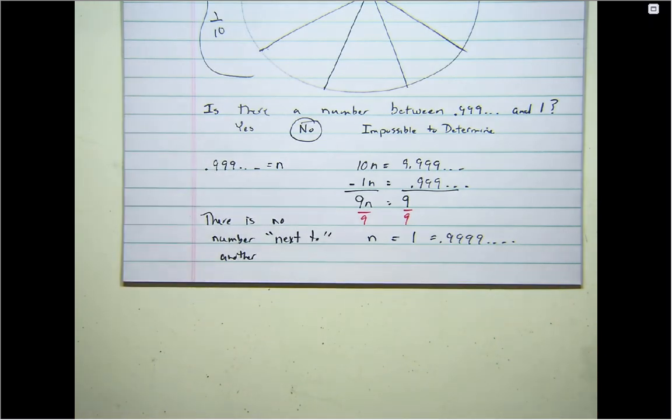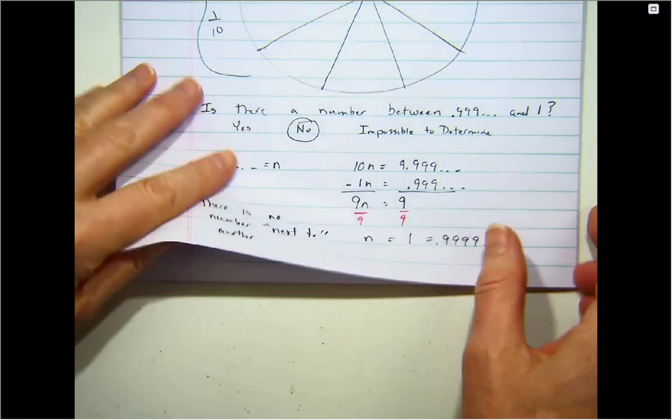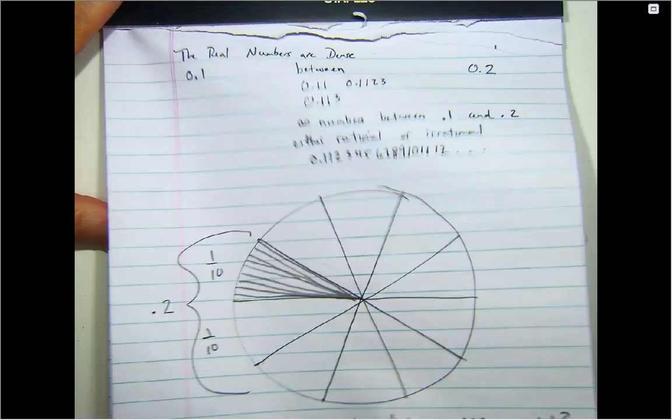So those are some of the interesting aspects of the way that we work our decimal system. Let's go ahead and go on to section 3.1. Does anybody have questions before we do that?